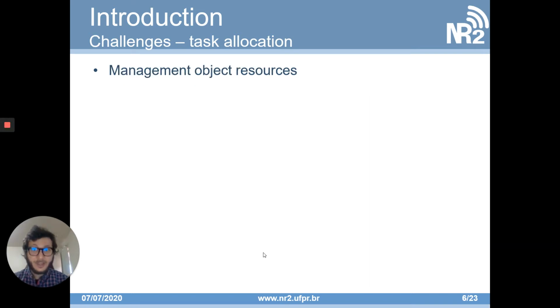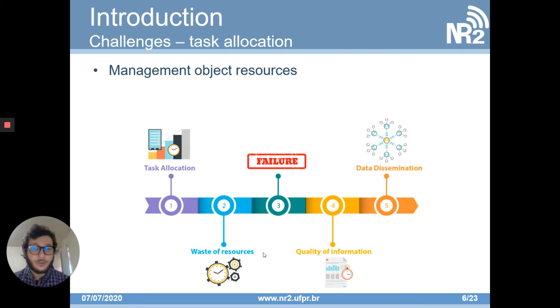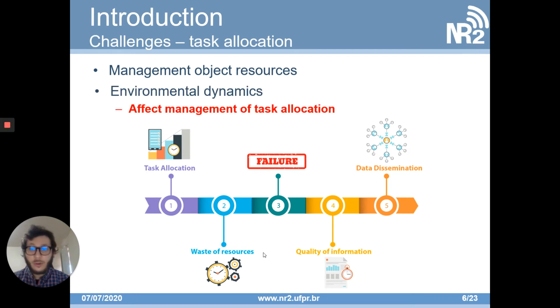Managing the object resources is a complicated task because we have 5 steps to provide better task allocation in the IoT. Normally task allocation is composed of the task allocation service. We need to avoid waste of resources, so we need to preserve these resources. We need to handle failures. We need to improve the quality of the information collected by the device and preserve the data dissemination service. So, what's the problem in scenarios like industrial?